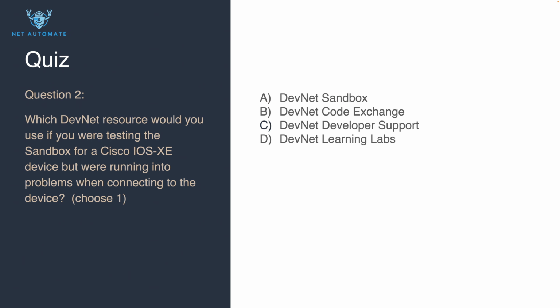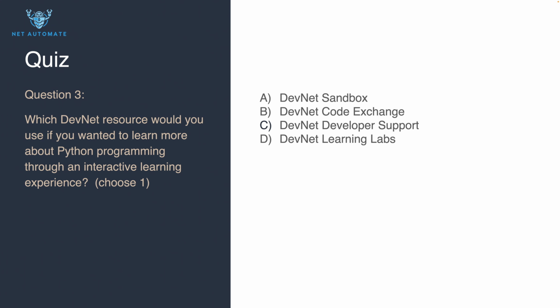Question 2. Which DevNet resource would you use if you were testing the sandbox for a Cisco iOS XE device but were running into problems when connecting to the device? The correct answer is C, DevNet Developer Support. As mentioned earlier, you can make use of developer support resources to either engage with the community or find articles that will help you with the problem you are facing.